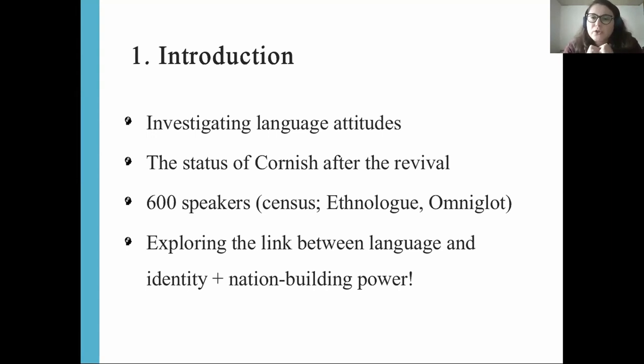And what I'm especially interested in here is the status of modern Cornish, so Cornish post, or should I say during, the revival. So I'm not interested in the big political picture as much as the opinions of those 600 speakers that it has according to the 2011 census, and Ethnologue and Omniglot. What I would really like to explore is the link between language and identity, and the nation building power of language.